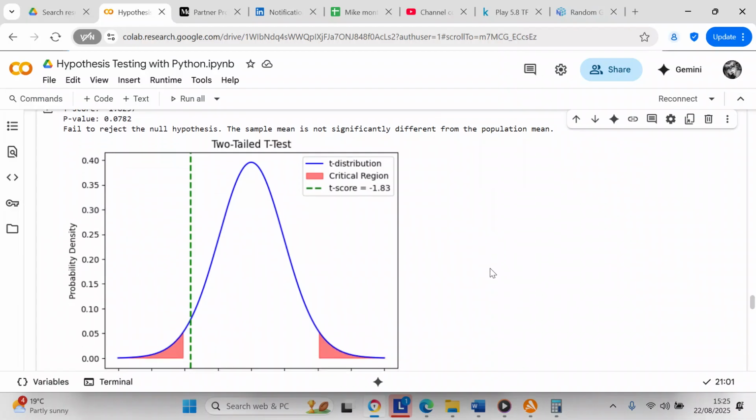And then we have a diagram of what we've done. So the blue line is your t-distribution. The red is the critical region. And you notice that you got your red in 2 areas, and that's because this is a two-tailed test. And your t-score is negative 1.83, so your t-score is before the critical region, and since the t-score is before the critical region, that means you fail to reject the null hypothesis.